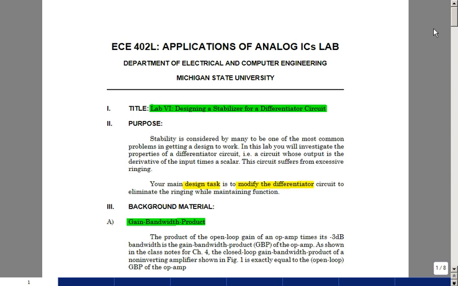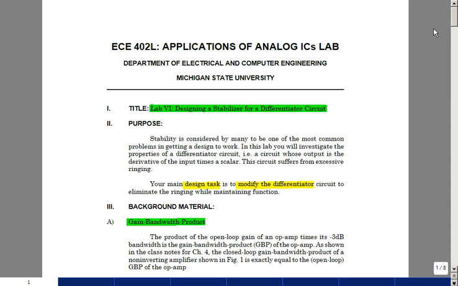Lab number 6 is entitled Designing a Stabilizer for a Differentiator Circuit. Stability is considered by many to be one of the most common problems in electronics. In this lab, we're going to take a look at what's called a differentiator circuit. This is a circuit whose output is a derivative of the input times a scalar.